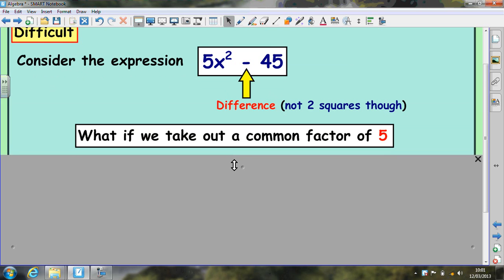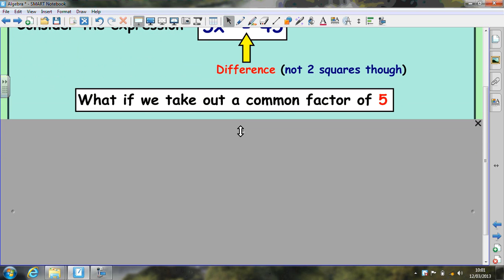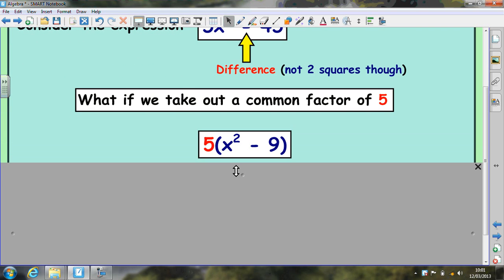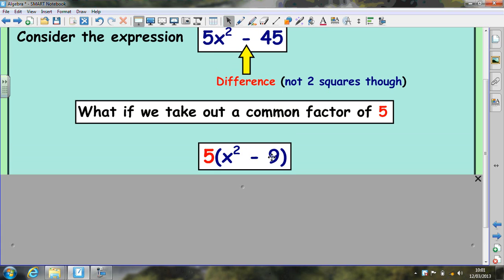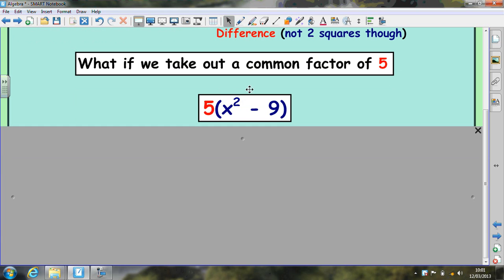So you could take 5 out, inside a single bracket. If we take 5 out, then you end up with x squared subtract 9, because 5 times x squared is 5x squared, and 5 times negative 9 is negative 45. Now in this bracket is the difference of two squares. We've got a takeaway, 3 times 3 makes 9, and x times x makes x squared.